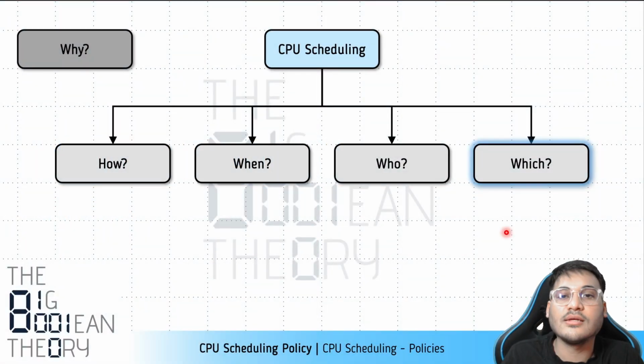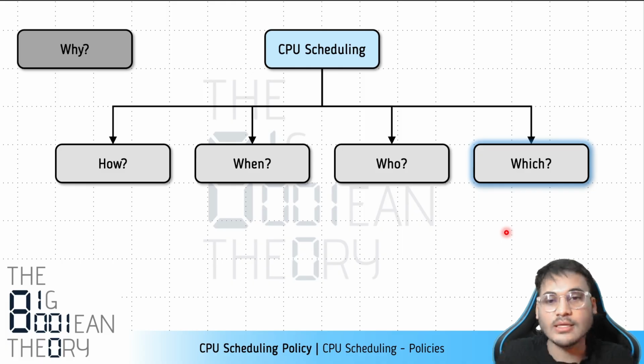So let us start the discussion with this slide, right? We have seen this slide in the previous topic also. We said that in order to understand CPU scheduling, there are several questions or different aspects that we try to understand, right? And to understand these different aspects of CPU scheduling, we'll try to answer these questions. In the previous topic, we have already answered the first four questions, that is why, how, when, and who, right? And in this topic we are going to focus on the which question.